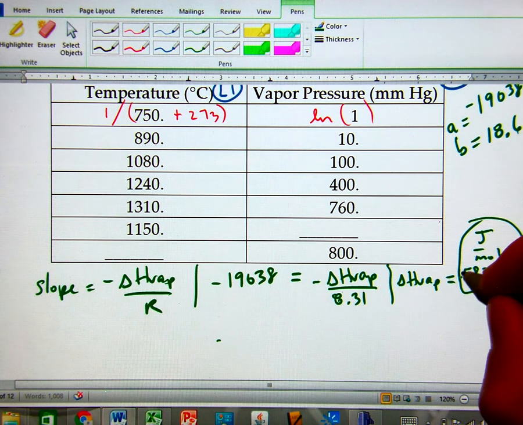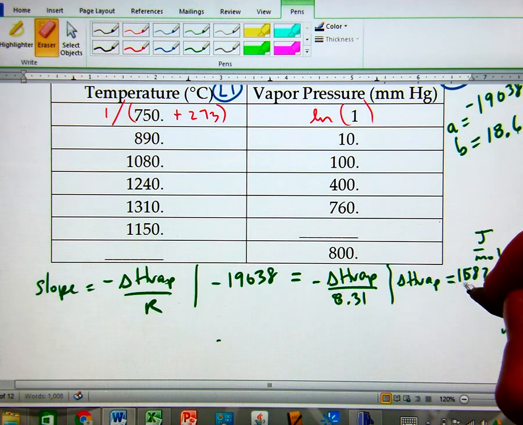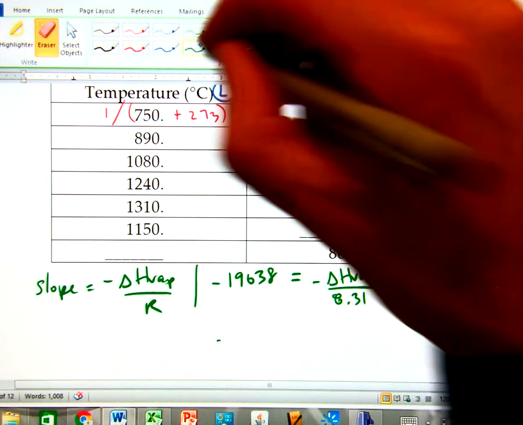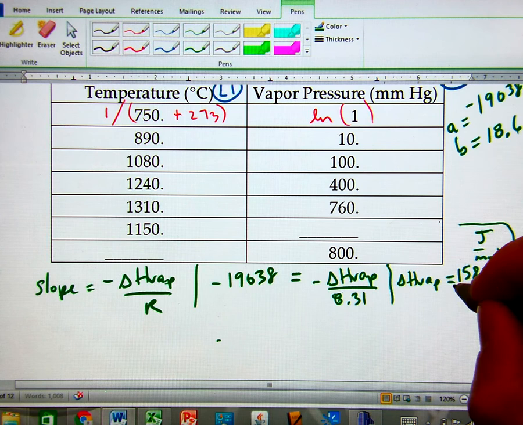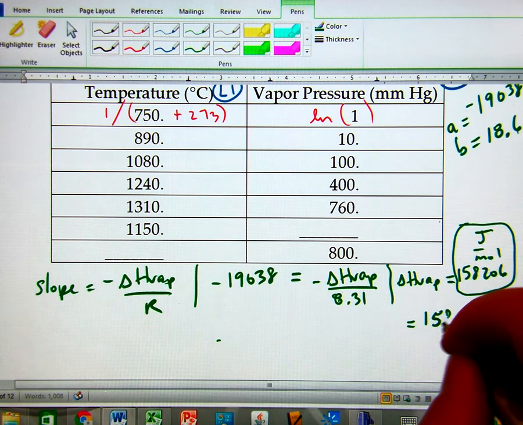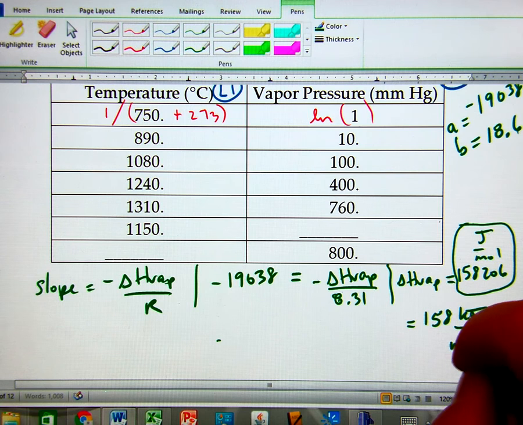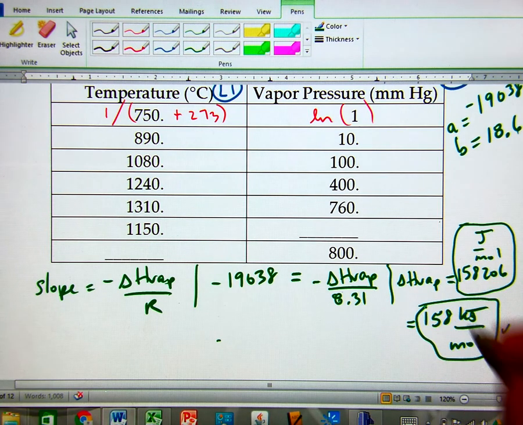Probably want to change it into kilojoules. So 158 over here. Let's fix that. Okay, so we want to change it into kilojoules, so you can divide by 1,000, make it 3 sig figs. So that's going to be 158 kilojoules per mole. So what that means is it takes 158 kilojoules per mole to vaporize lithium.